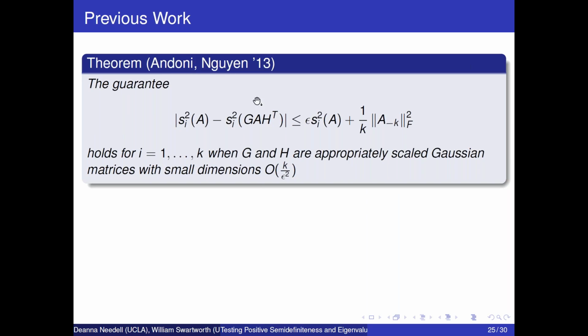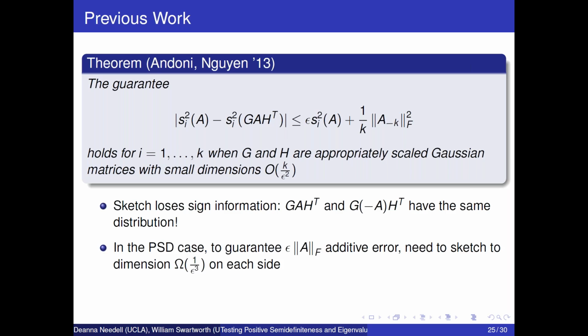It's work of Andoni and Nguyen. What it does is it takes your matrix A and sketches on the left and the right by independent Gaussians, G and H. I don't have time to say the guarantees. I'm going to skip this, but let me just say that if you work it out, the size of G and H needs to be 1 over epsilon cubed on both sides. And moreover, their sketch destroys the sign information. It can't tell you if the eigenvalue is positive or negative. It can only estimate the absolute value of the eigenvalue.